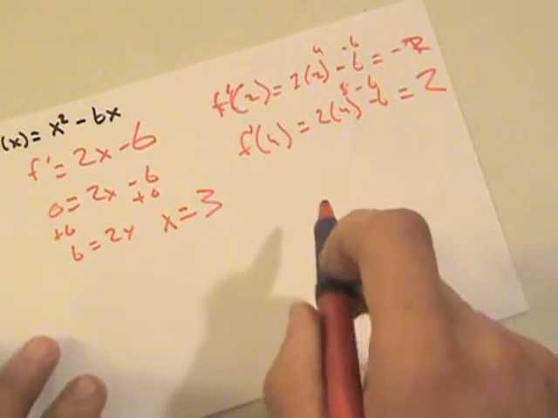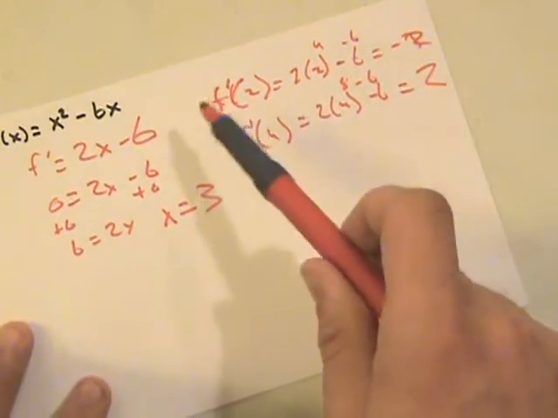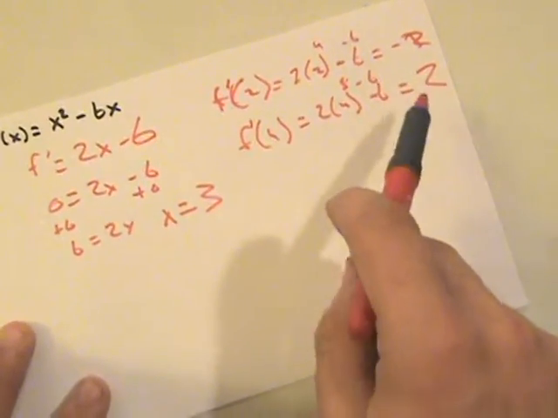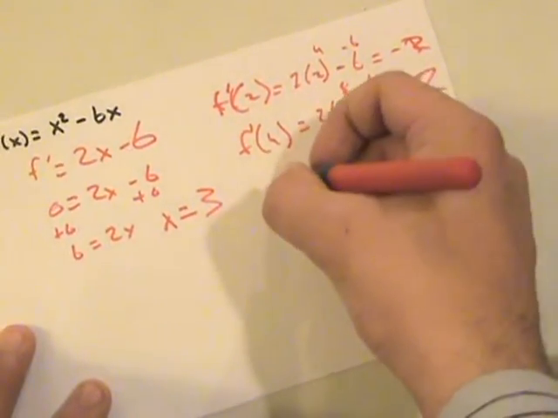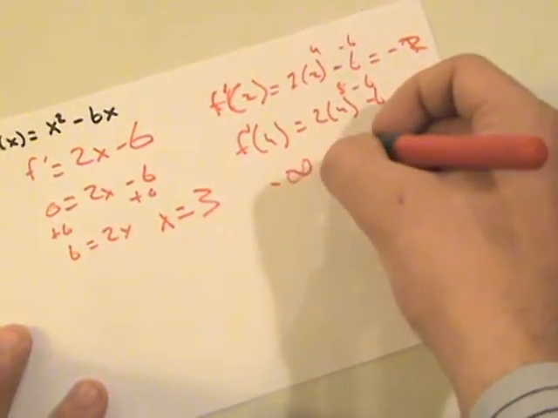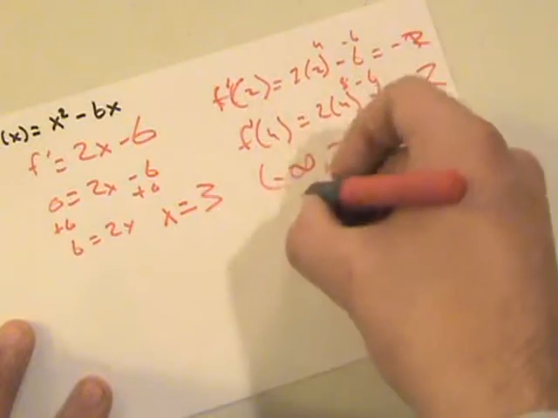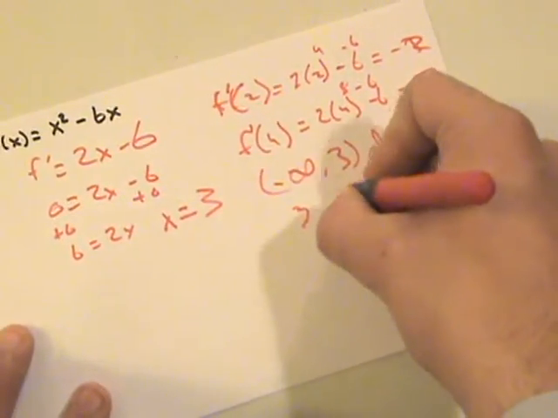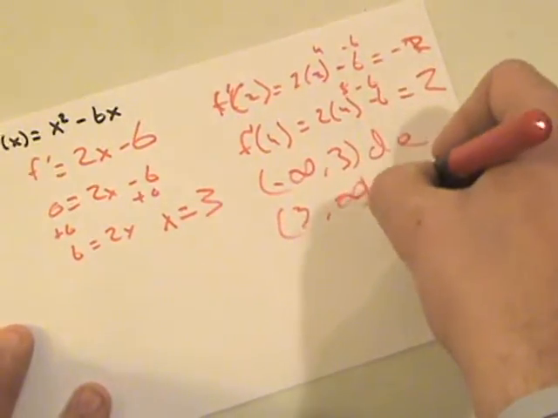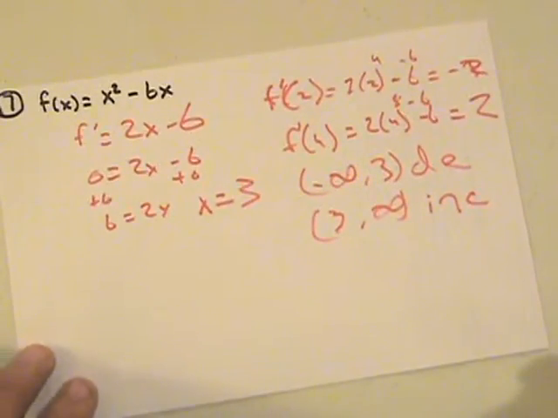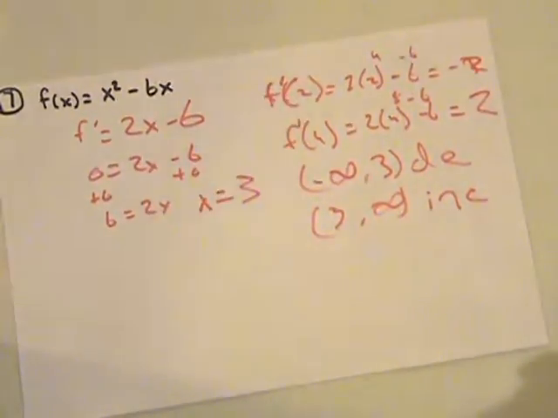So remember what we talked about. If the first derivative is showing negative values, then the function is decreasing. So from -infinity to 3, the function is decreasing, and from 3 to infinity, the function is increasing. So what does that mean in terms of the first derivative?